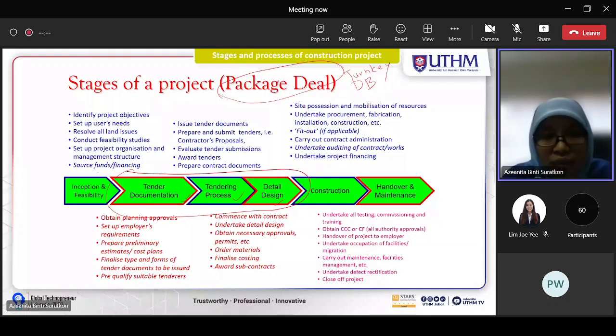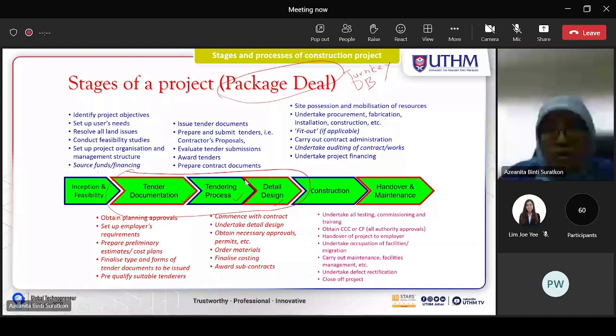Right, so I think in the inception and feasibility, the process is similar. Identify project objectives, set up users' needs, resolve outline issues, conduct study, set up project and management structure, source funds and financing. So this is similar, right? Maybe a bit different here, but I think still the same actually. The client needs to know at the very beginning the source of the financing.